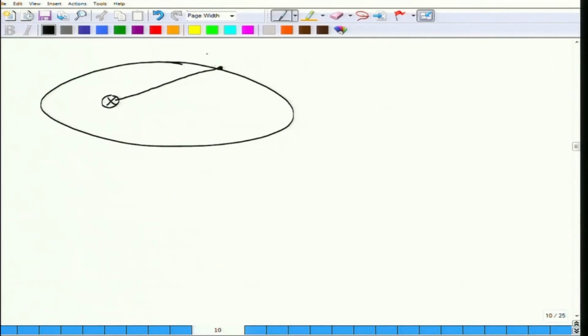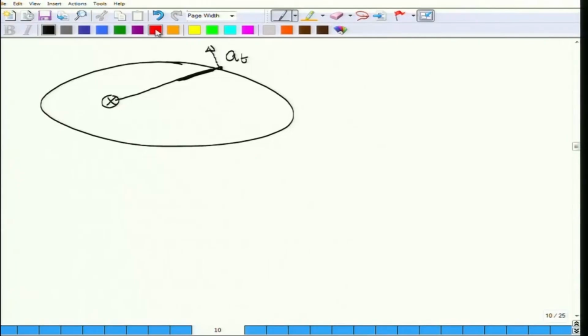Tangential acceleration means acceleration perpendicular to the radius, okay? Keep this in mind. This is a tangential. It's not along the orbit, it's perpendicular to the orbit. So this acceleration is 0, and therefore the only acceleration this planet has, I'll show it in red, is going to be in the direction towards the sun, towards the radius. So this immediately shows that the force between the sun and planet is towards the sun.